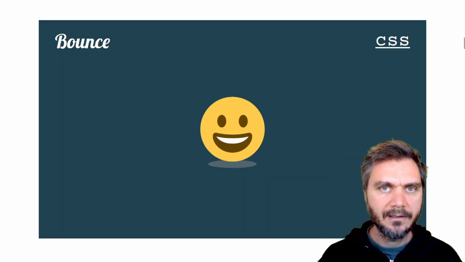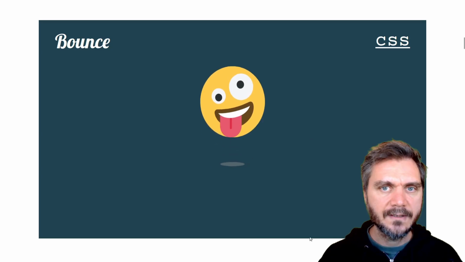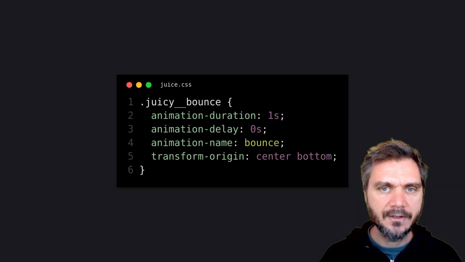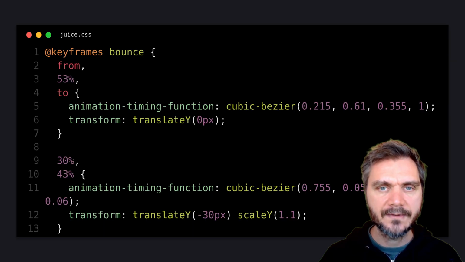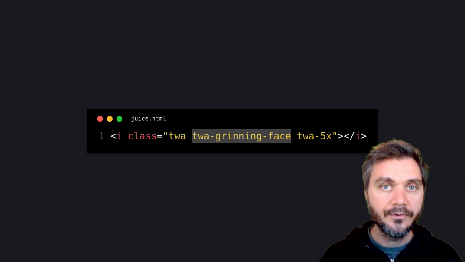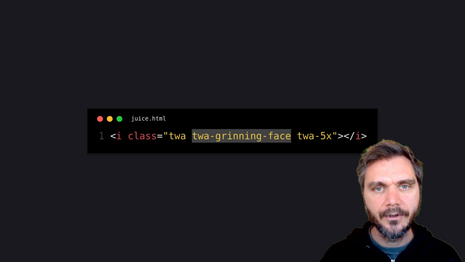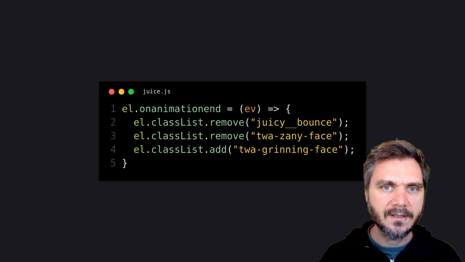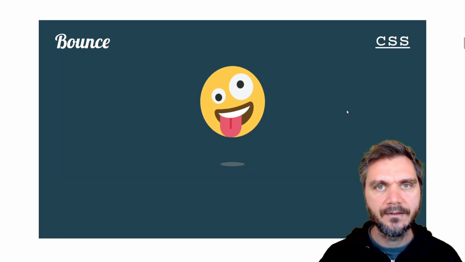Next, let's look at a little interactivity. This entity has a simple on-click handler, which changes a couple of classes on the element. First, it adds the Juicy Bounce class, which contains the bounce animation and the shadow animation. It also changes the sprite by changing the Twitter emoji class to Zany Face. The sprite has an onAnimationEnd event handler attached, and when this fires, it removes the bounce class and sets the emoji class back to the grinning face.